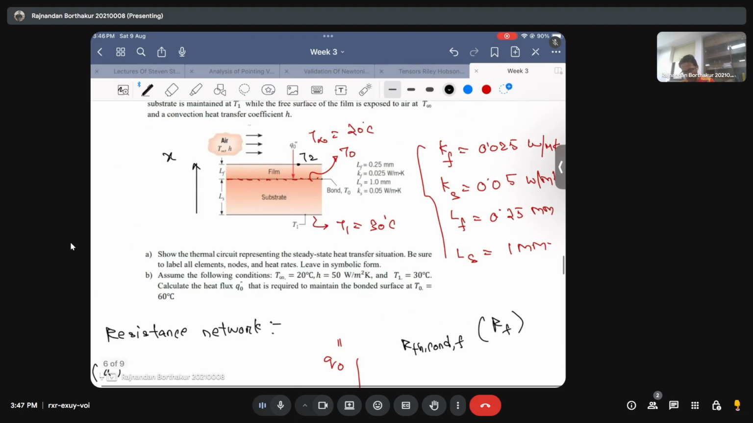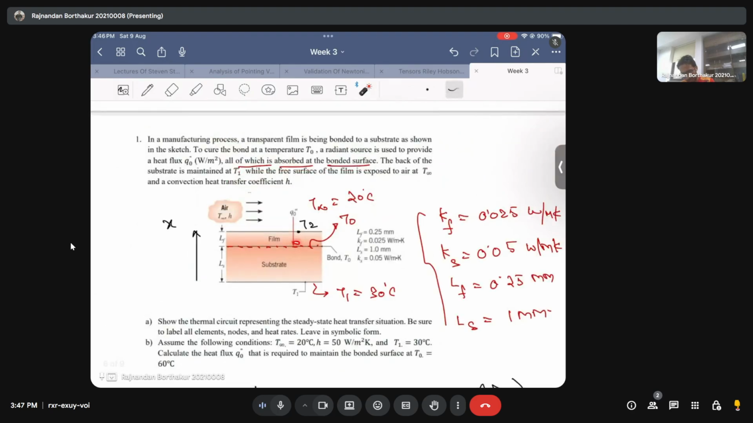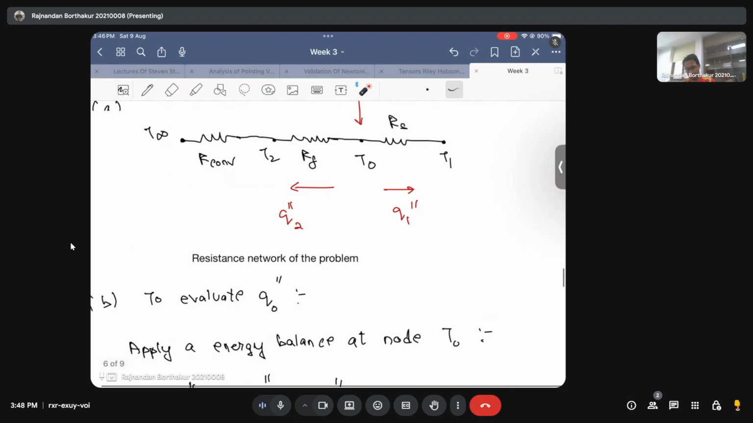Now this is obvious, right? Because if you minutely consider a control volume which just encompasses the interface, the energy that is coming into the interface is this Q naught, and the energy that will be going out from this differential control volume is just Q1 plus Q2. And that's what we are writing.